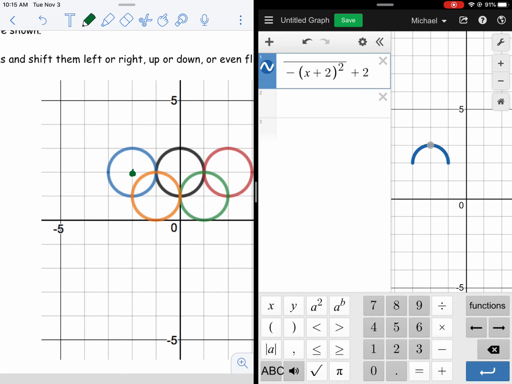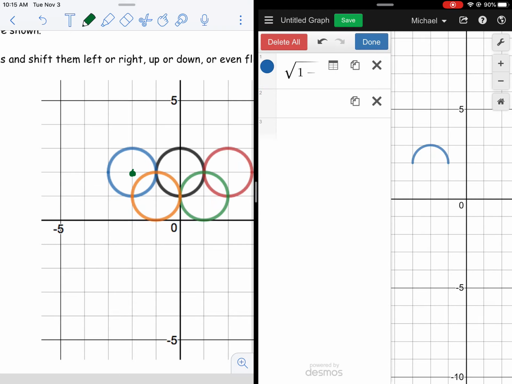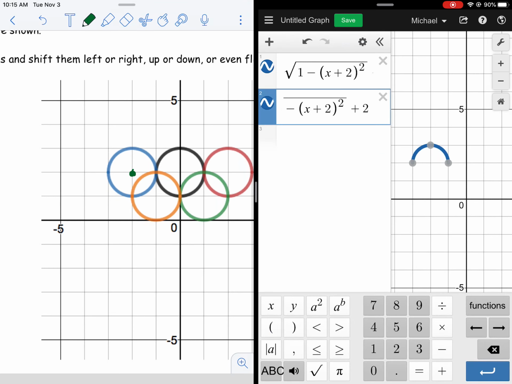Now to get the second half, I just want to flip it upside down. To quickly do that, I'm going to hit the settings wheel at the top, right there. The duplicate is this middle button, and it duplicates it. So I just duplicate it, arrow over to the left, all the way to the front, and then I make it negative. And there's the bottom. There's my blue circle right there.